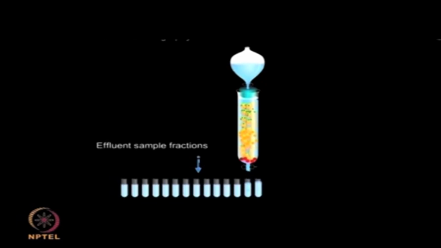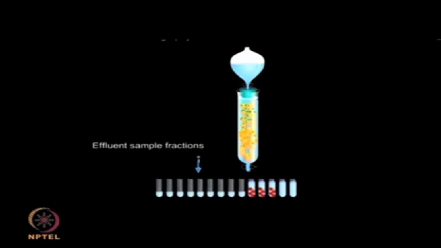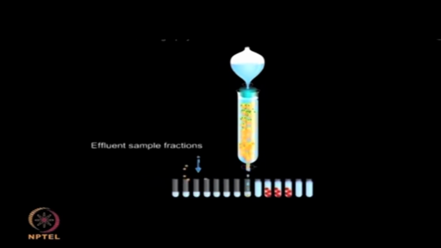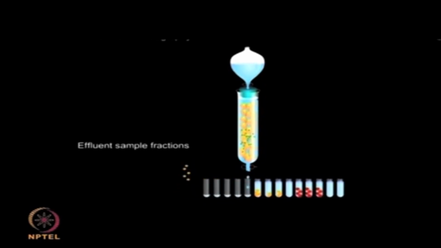The largest proteins eluting out first will be present in the initial fractions, while the smaller proteins, which elute out later, will be present in the latter fractions. Once all these fractions are collected, they can be analyzed for their protein content by using a UV visible spectrophotometer.